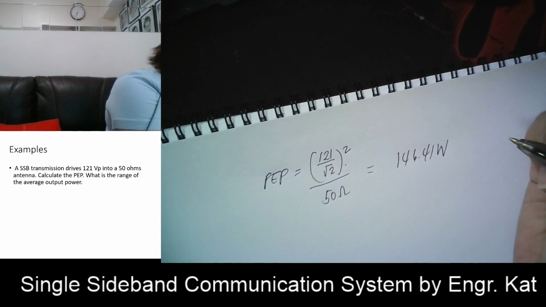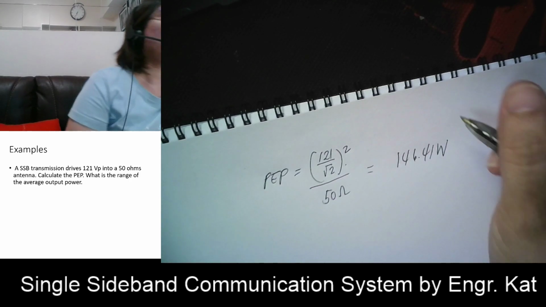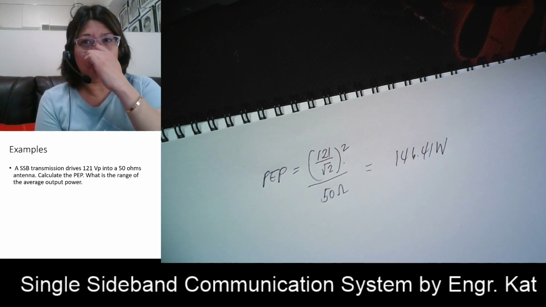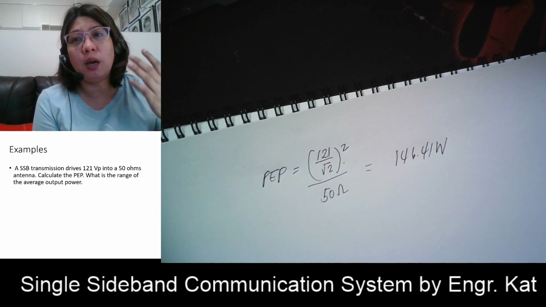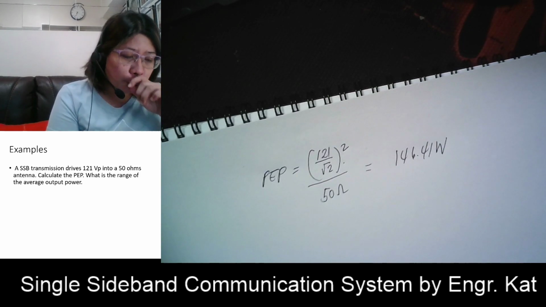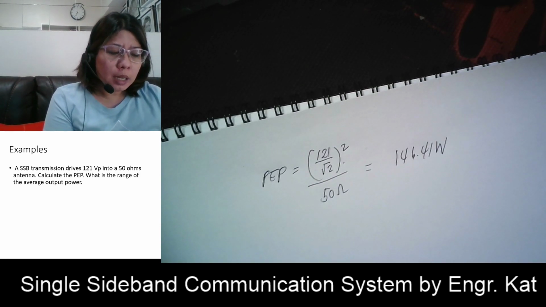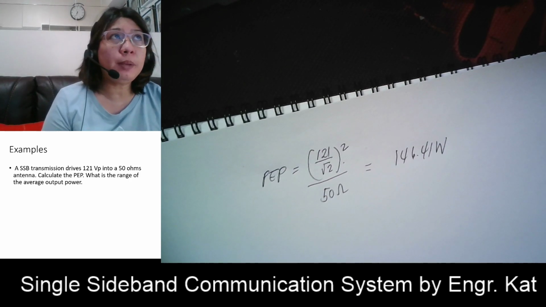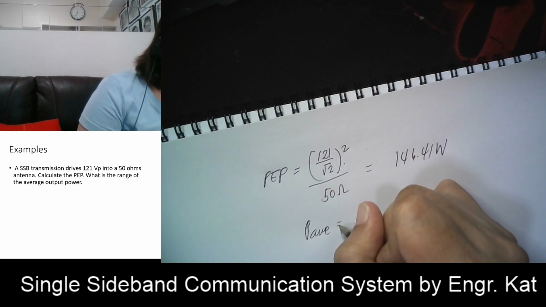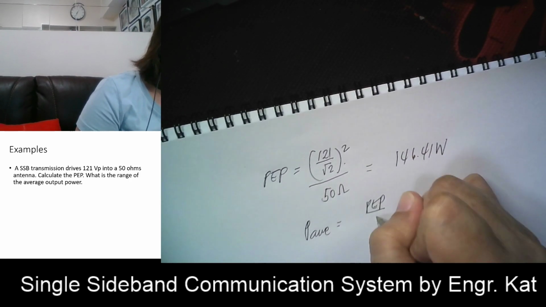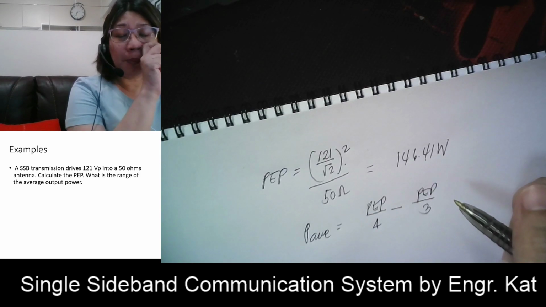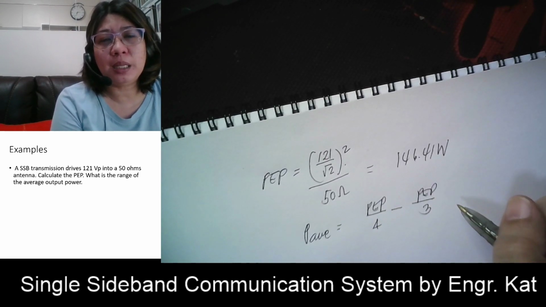Okay, so we have a follow-up question. What is the range of the average output power? We are talking about a range, so what do we mean by a range? When we're talking about the range, we have a minimum and a maximum value. For typical human speech, we have a P average which is equivalent to PEP over 4 to PEP over 3. PEP over 4 is the minimum and PEP over 3 is the maximum.